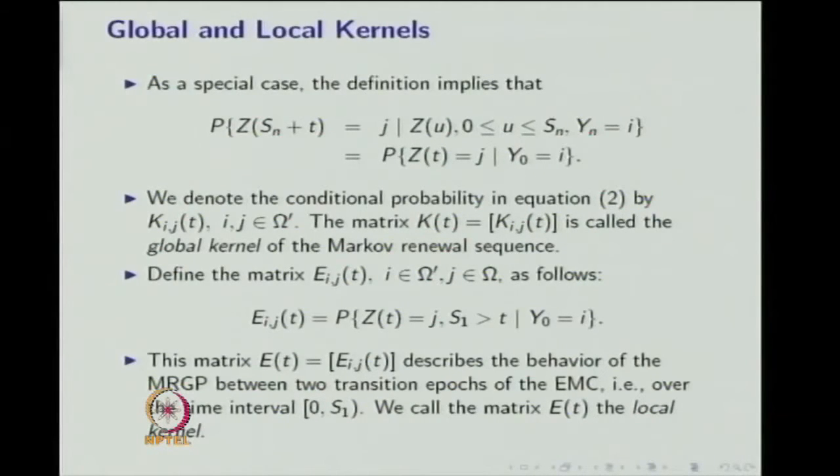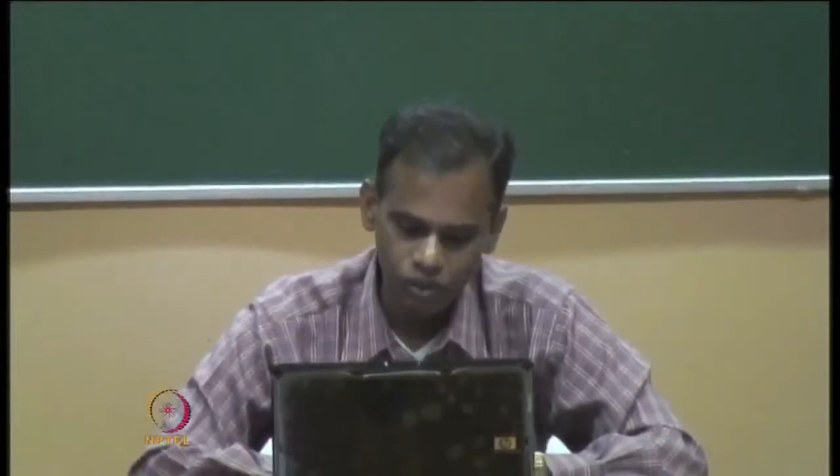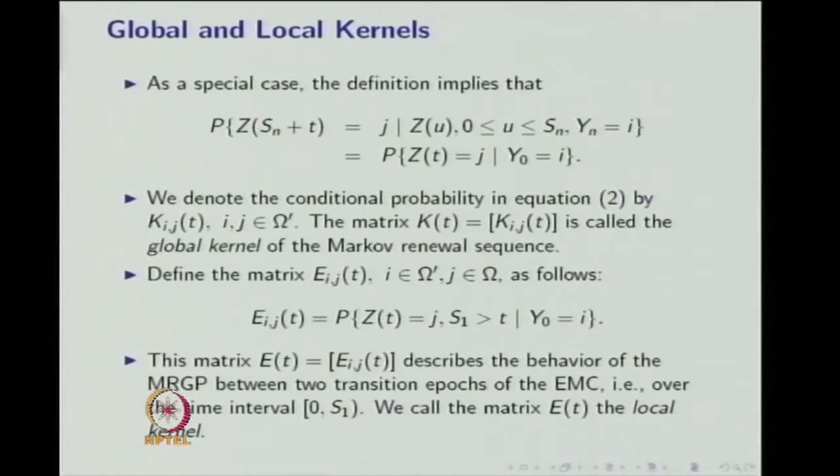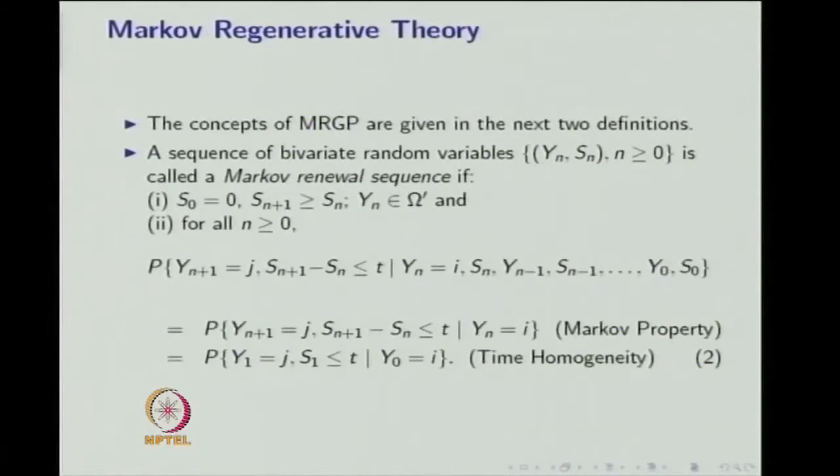The way we discussed the semi-Markov process with the transition probability matrix and the sojourn time distribution, here we have to explain the global kernel and the local kernel. So, that we are going to discuss now. We denote the conditional probability in equation number 2 by K_ij(t). Equation number 2 is the conditional distribution of Yn+1 equal to j with the difference of regeneration times less than or equal to t. Because of the Markov property and the time homogeneous property, this is the probability of Y1 equal to j, S1 less than or equal to t, given Y0 equal to i.